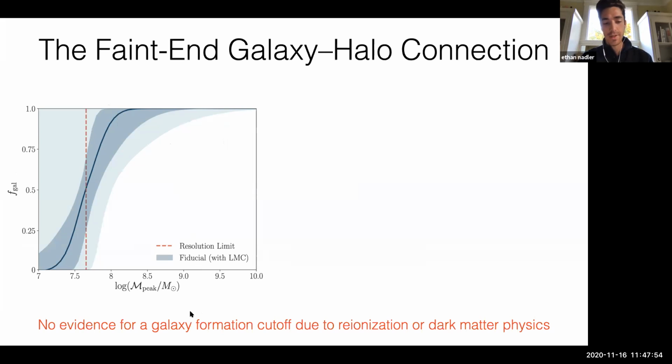Another way of saying this is that there's no evidence from the current data for a cutoff in galaxy formation in these very small halos due to either reionization or dark matter physics. So the data are consistent with every halo hosting a galaxy.